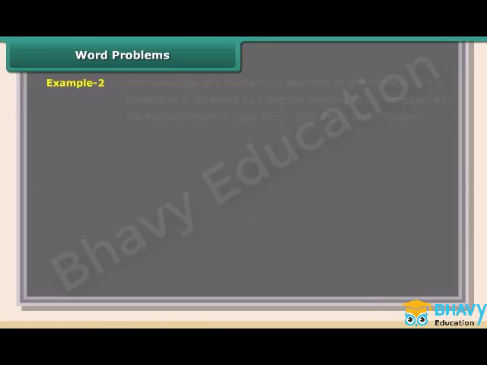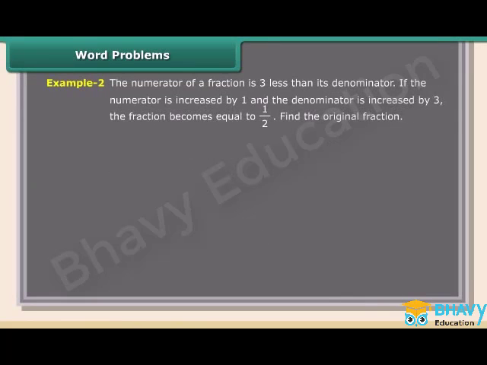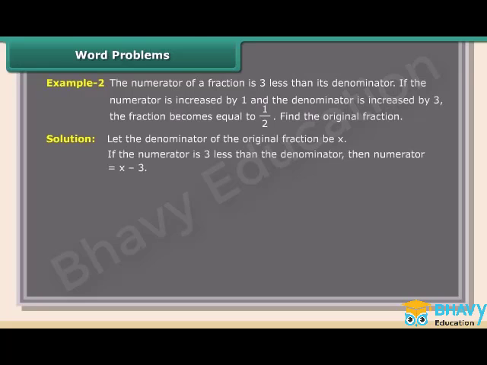Example 2. The numerator of a fraction is 3 less than its denominator. If the numerator is increased by 1 and the denominator is increased by 3, the fraction becomes equal to 1/2. Find the original fraction. Solution. Let the denominator of the original fraction be x.